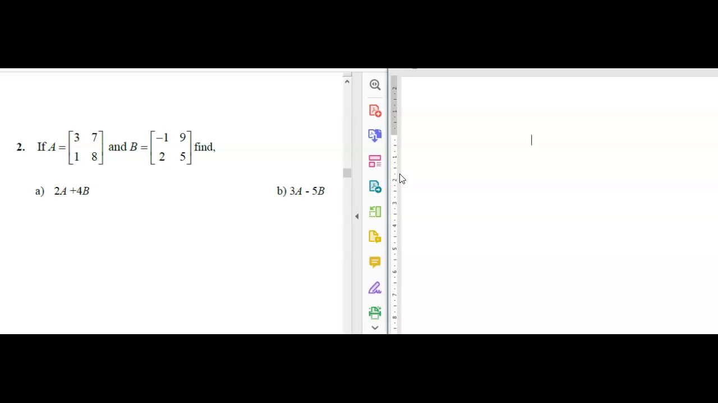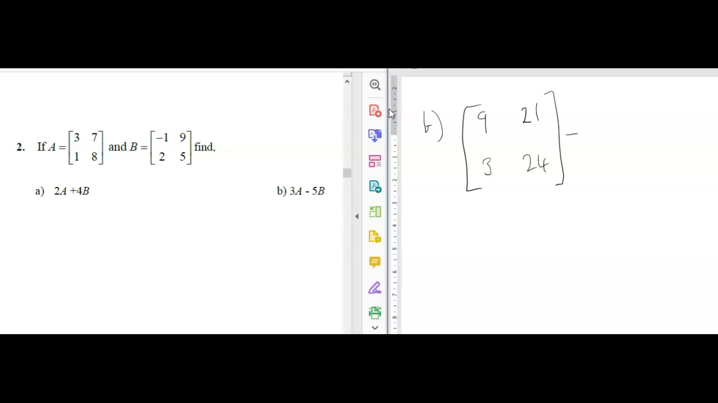But anyway, so this time we're doing 3A. We're doing question B, 3A minus 5B. So if you want, you can do it as you go. So 3 times 3 is 9. So I'm just multiplying everything in this matrix by 3. 3 times 7 is 21. 3 times 1 is 3. And 3 times 8 is 24.